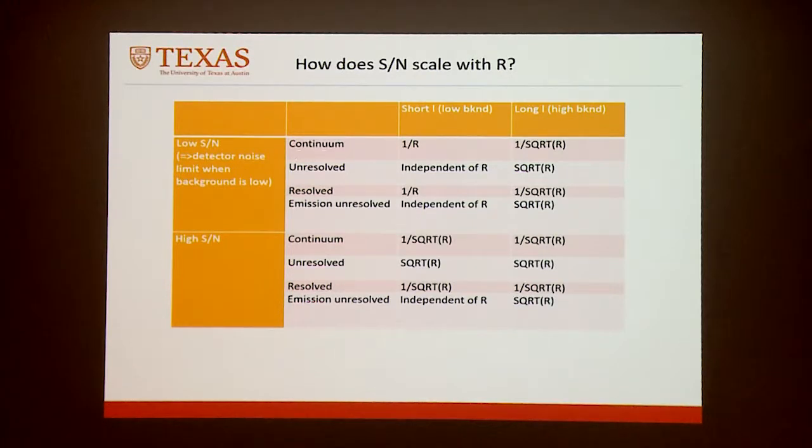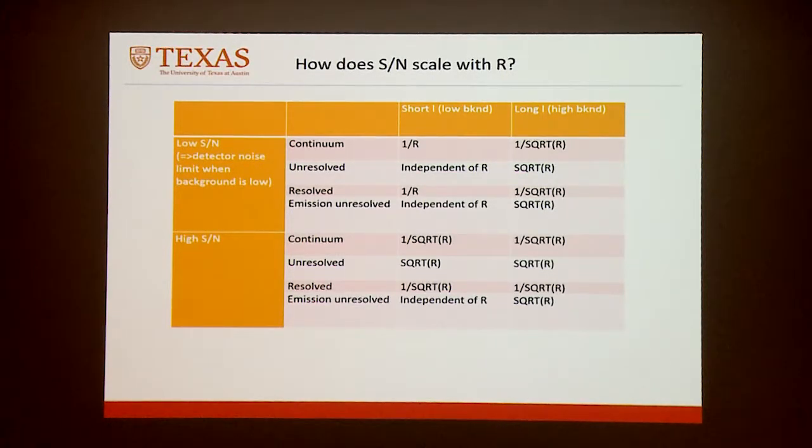And so what we have here is a series of different regimes where we're interested in our continuum sensitivity, our sensitivity to unresolved lines, our sensitivity to resolved lines, and our sensitivity to emission lines that are unresolved, and ask how the line sensitivity varies with the resolving power. And so for the continuum, of course, the sensitivity gets worse as you make the band that you're looking at narrower and narrower, you collect less light.